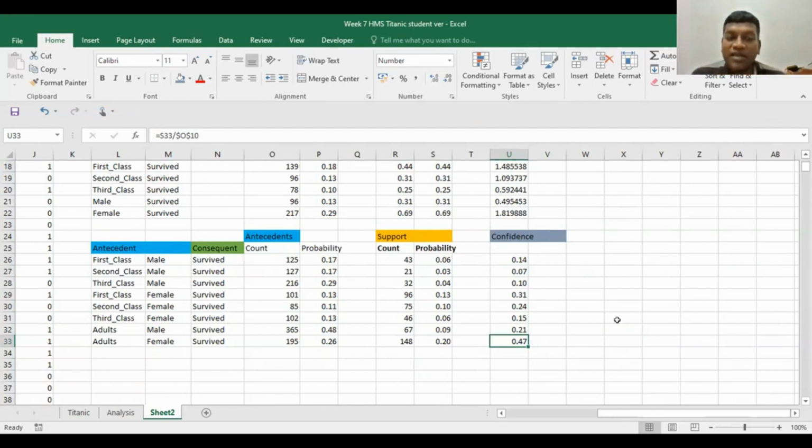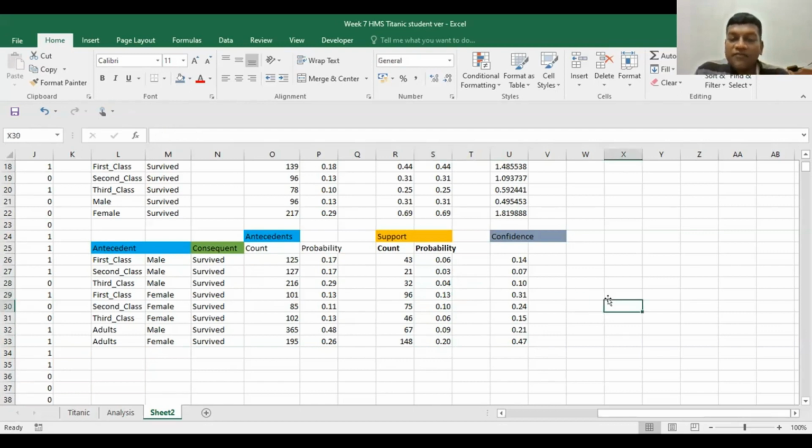A person is a female and is an adult. So clearly, again, you can see the support is the highest for women, that is 0.2, which is if it's an adult and a female, there is a great probability that she has survived. And next highest for first class, women who have traveled in first class, there is 0.13.